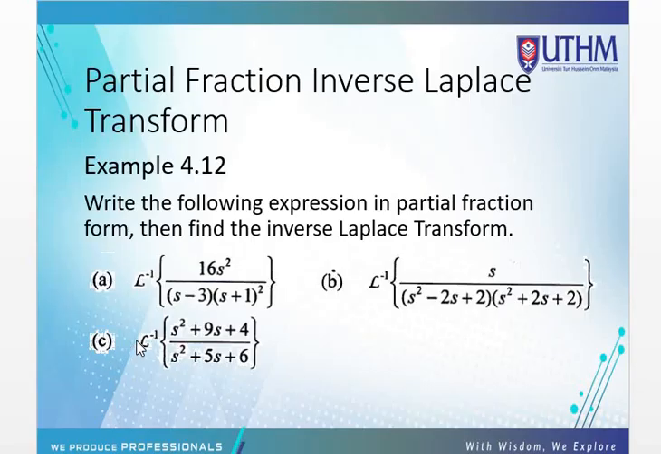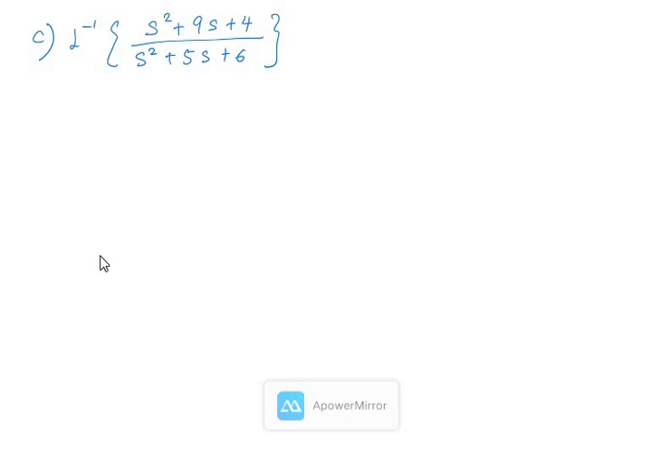The last question is inverse Laplace transform of s squared plus 9s plus 4 divided by s squared plus 5s plus 6. Okay, if you look at this question, s squared plus 9s, and this one is s squared plus 5s, means that it's an extra, it's more than that. So what we should do is use long division.